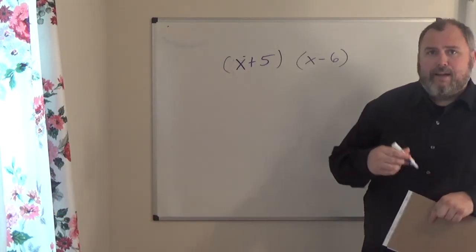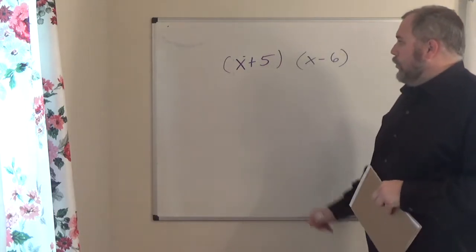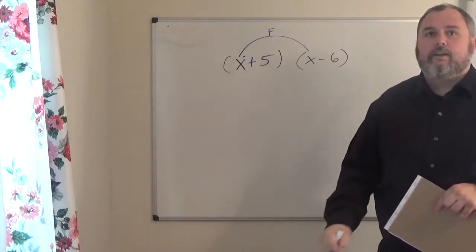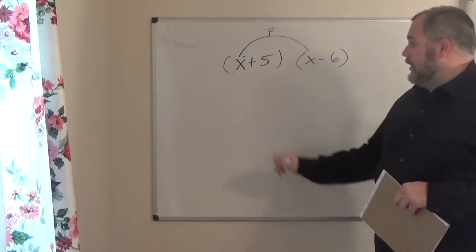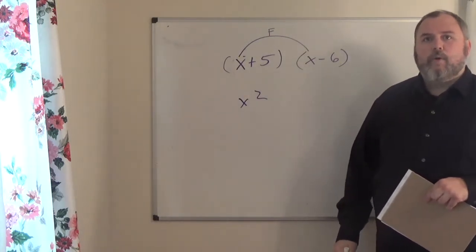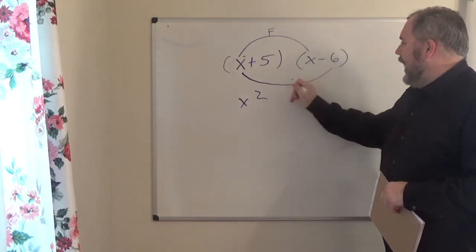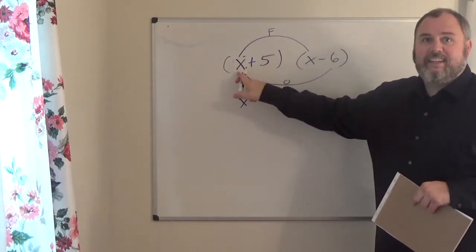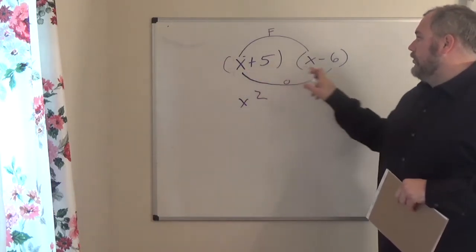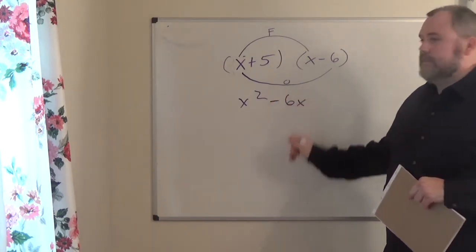So what do I mean by first? When I multiply by the first, I'm multiplying by the first terms of each binomial. So I'm going to put an F there. x times x gives me x squared. Now I want to multiply by the outer. So I'm going to multiply by the outer pieces, basically what's on this end and what's on this end. So I'll put an O there. My outer, x times -6, gives me minus 6x.